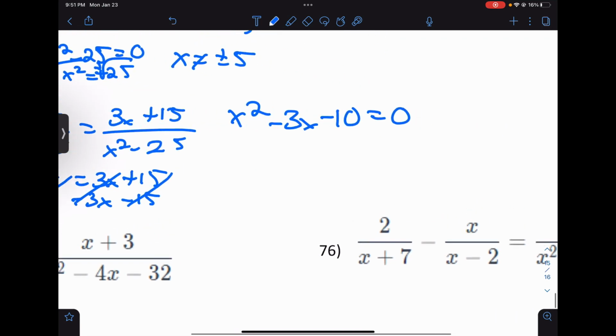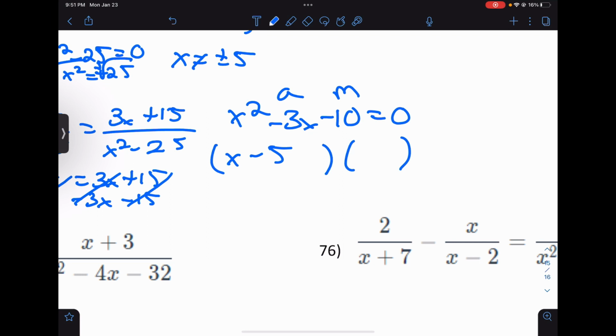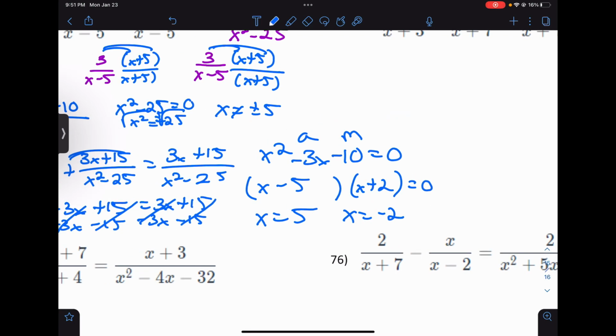And we can factor this. What multiplies to a negative 10 and adds to a negative 3? That is going to be x minus 5 and x plus 2. So when we set that equal to 0, we get that x is 5 and x is negative 2. Of course, we have to go check our answers. 5 is bad, right? So our only good answer here is negative 2.